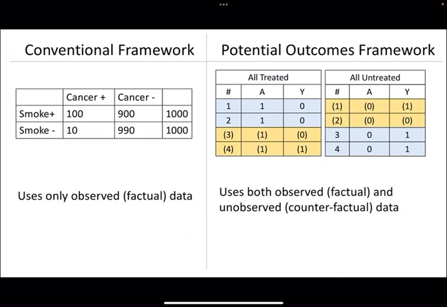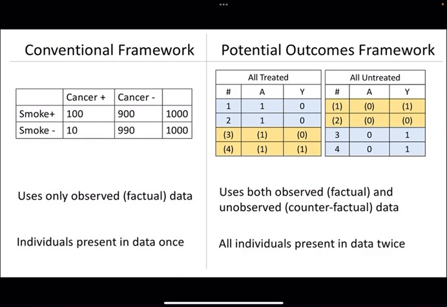measures of effect. So as I alluded to, the main difference in the conventional framework versus the potential outcomes framework is that the conventional one uses only observed data, while the potential outcomes framework uses both observed data, the pale blue, but also unobserved or counterfactual data, which is the pale orange. Another major difference is that in the conventional framework, everyone shows up once, and in the potential outcomes framework, everyone shows up twice. Everyone occurs once in the treated group and once in the untreated group, and only one of those 2 observations is observed. The other is hypothetical, but assumed to be a fixed constant state.